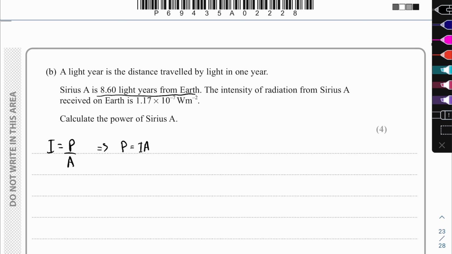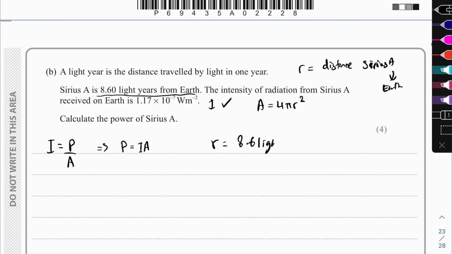Now, do we know I? We know I. Do we know A? A is 4 pi r squared, because this is a sphere, right? So 4 pi r squared is the surface area. So what's r? r is the distance between Sirius A and Earth. So that distance is 8.6 light years.